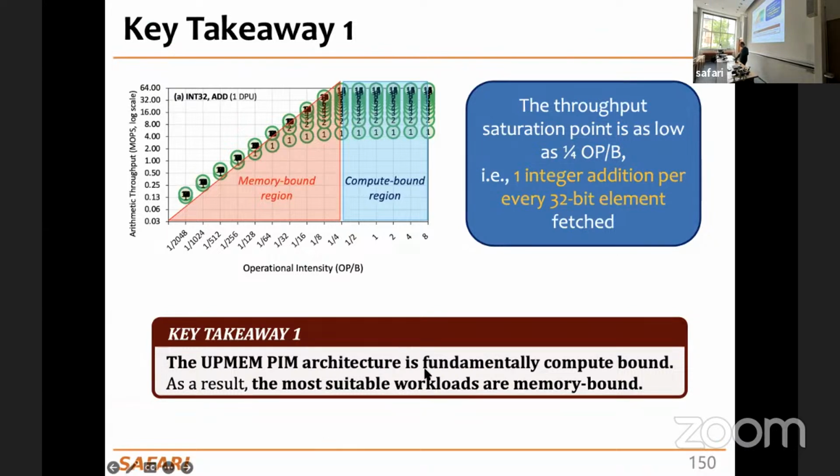Basically, this PIM architecture is fundamentally very compute bound. It's very low frequency. Its operations are in general relatively simple. They don't have anything more complicated than an 8-bit integer multiply. So there's no floating point, and nothing more complicated than what I just said. So basically, the performance saturates at very low arithmetic intensity, as you can see over here. The most suitable workloads are those with very, very low arithmetic intensity.